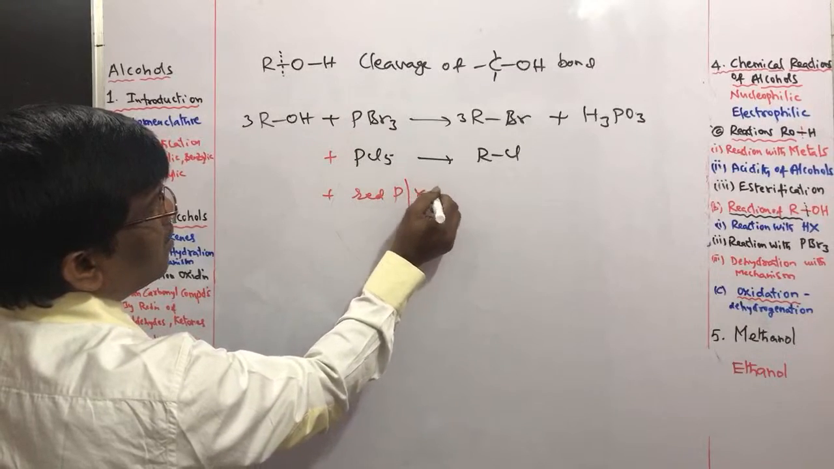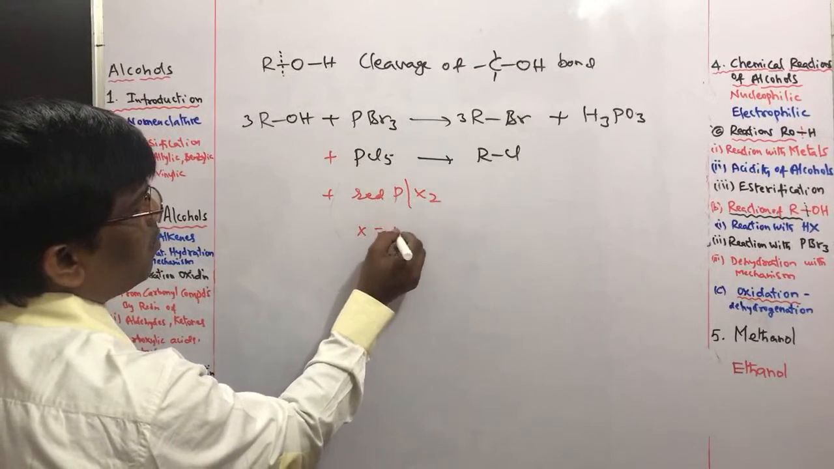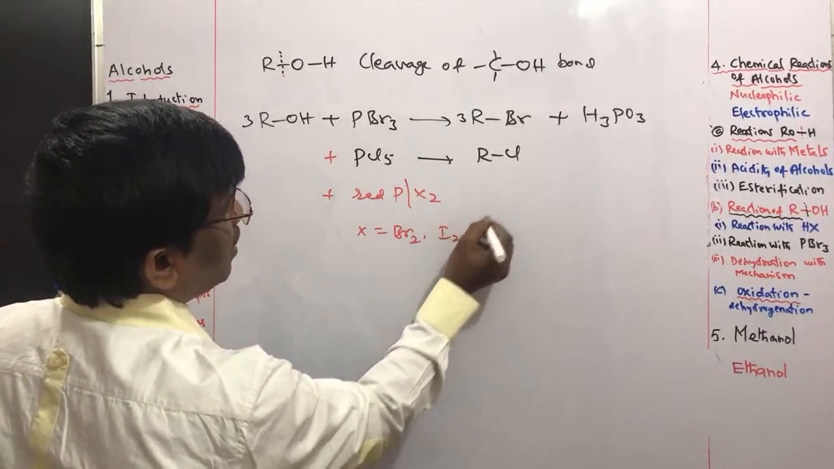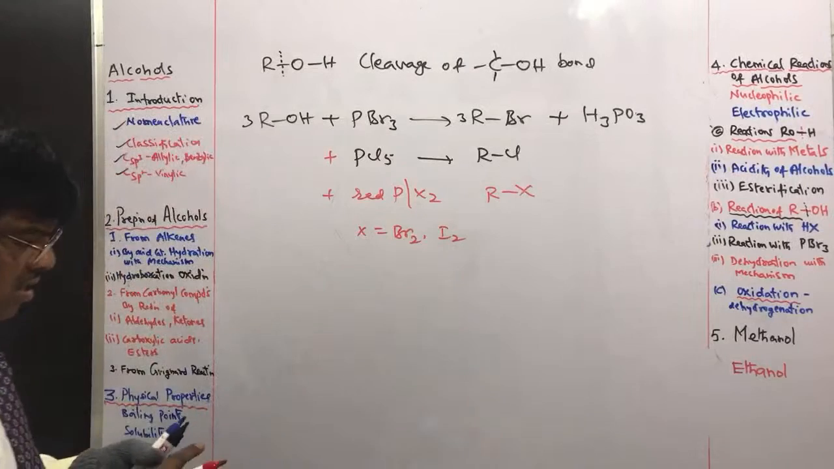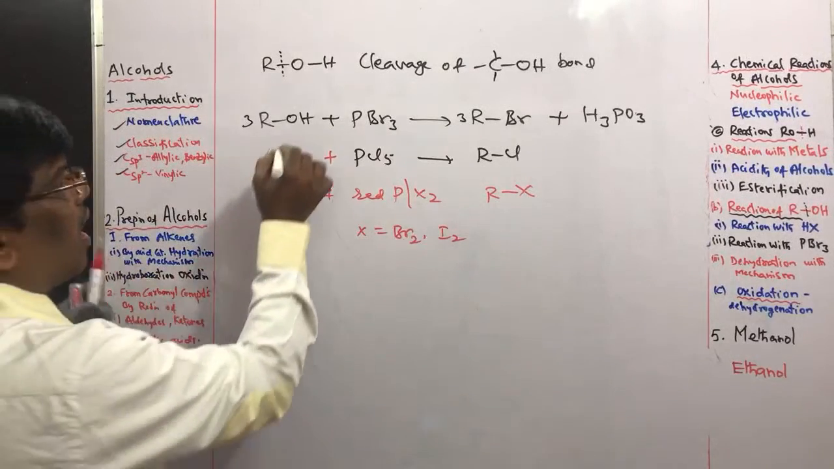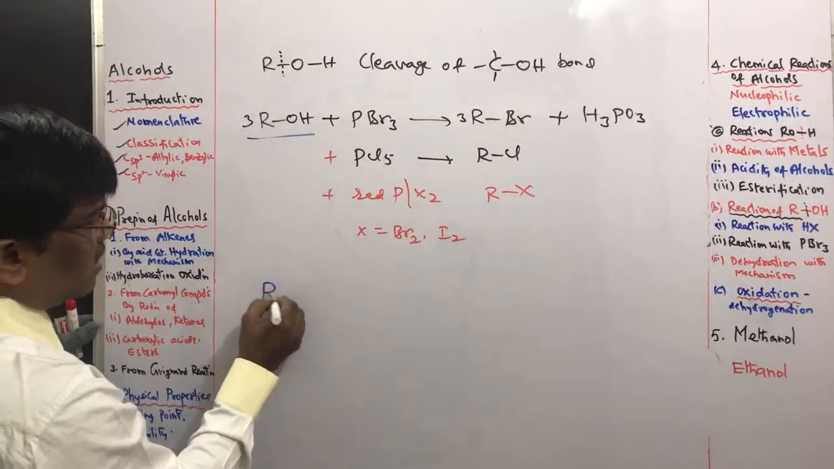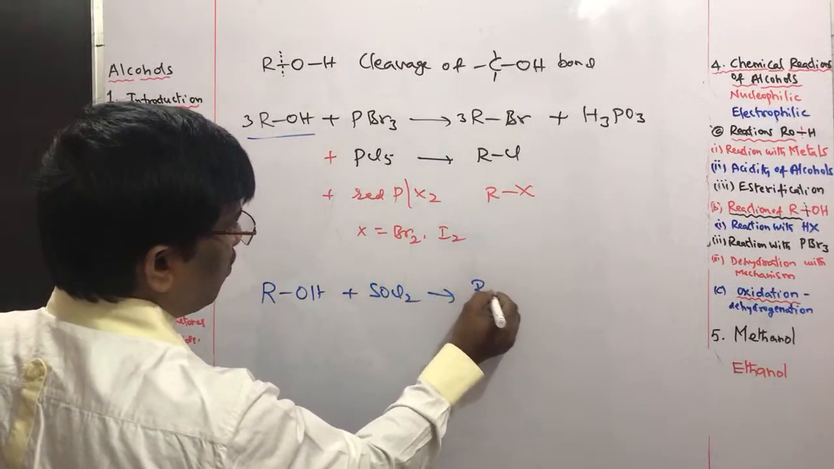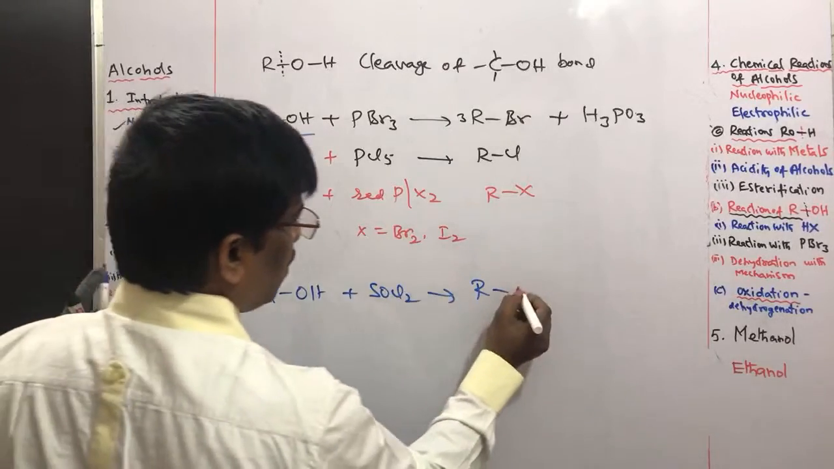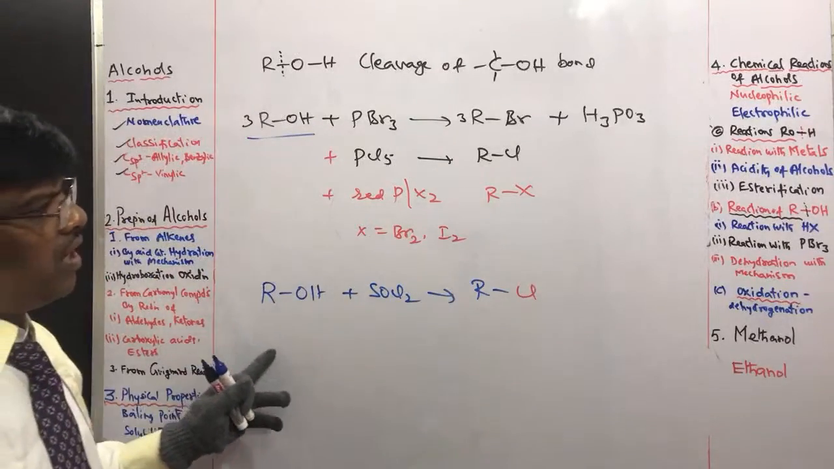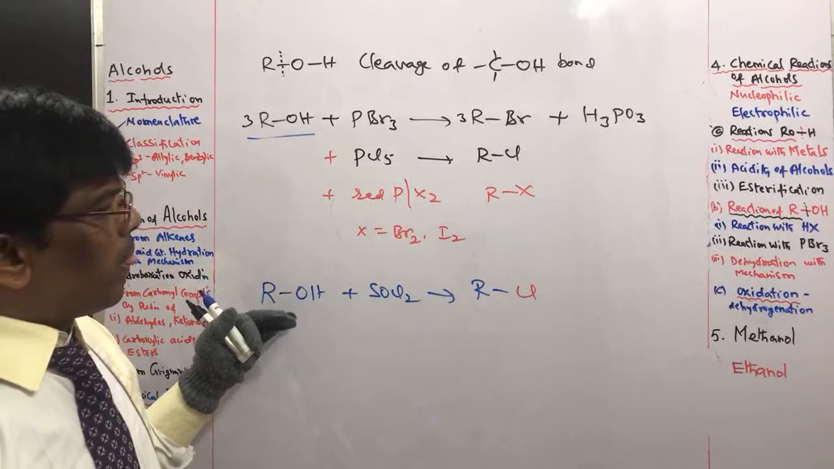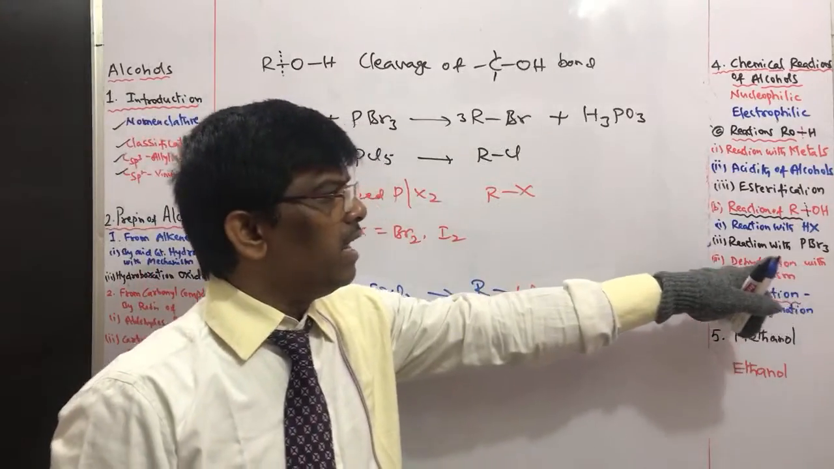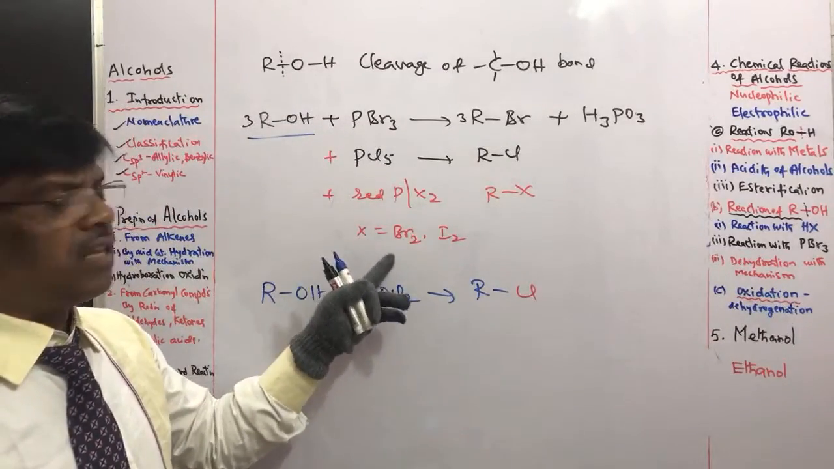If I use red phosphorus in presence of halogen, X can be bromine or iodine, it is going to give RX. The usual method of halogen preparation from alcohol is R-OH plus thionyl chloride, which is going to give R-Cl. Yes, students, this is how you can do the halogen preparation from alcohols by reacting with PBr3 or thionyl chloride or red phosphorus with bromine and iodine.